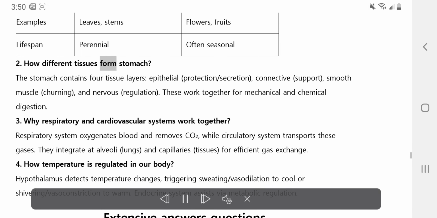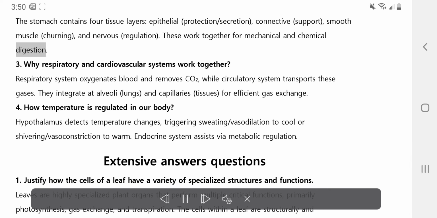How different tissues form the stomach. The stomach contains 4 tissue layers: epithelial, protection/secretion; connective, support; smooth muscle, churning; and nervous, regulation. These work together for mechanical and chemical digestion. The respiratory system oxygenates blood and removes CO2, while the circulatory system transports these gases. They integrate at alveoli, lungs, and capillaries, tissues, for efficient gas exchange.